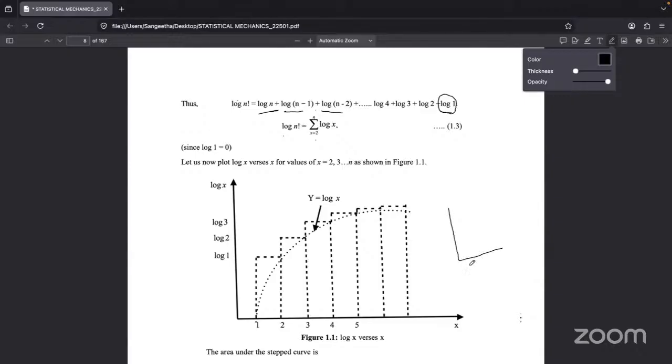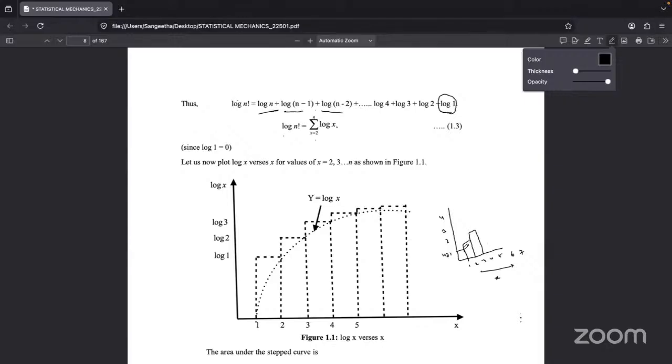Here I am taking x values 1, 2, 3, 4, 5, 6, 7. So my x-axis is x, and y-axis I am taking as log x. What we have in log x? Log 1, log 2, log 3, log 4. So here the graph for log 1, we will get this. For log 2, we will get a stepwise increment graph.